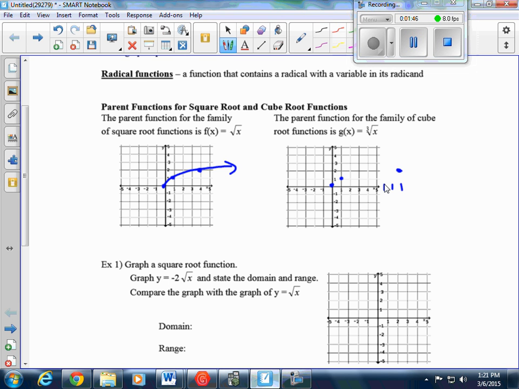Now, in a third root or a cube root function, we can also put in negative numbers. So if we put in -1, the third root of -1 is -1, and the third root of -8 is -2. So in this case, our parent function is going to look like that. So we have the parent function of both our square root, which is the one on the left, and our cube root, which is the one on the right.